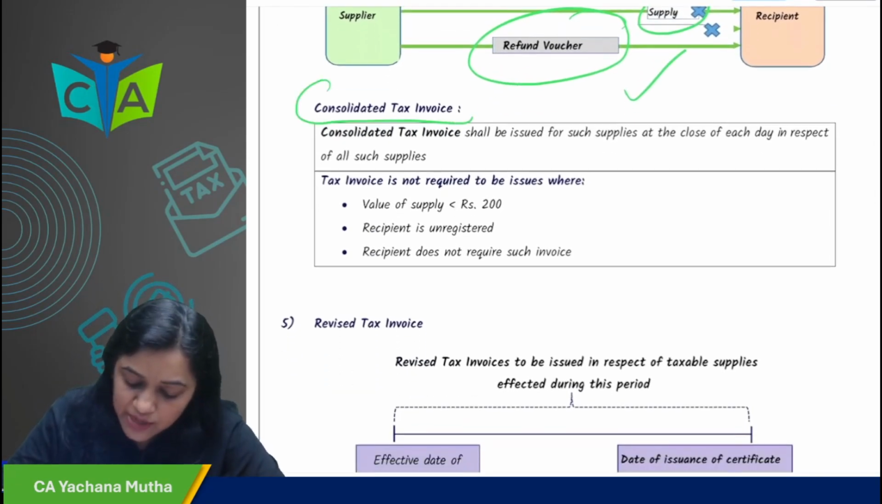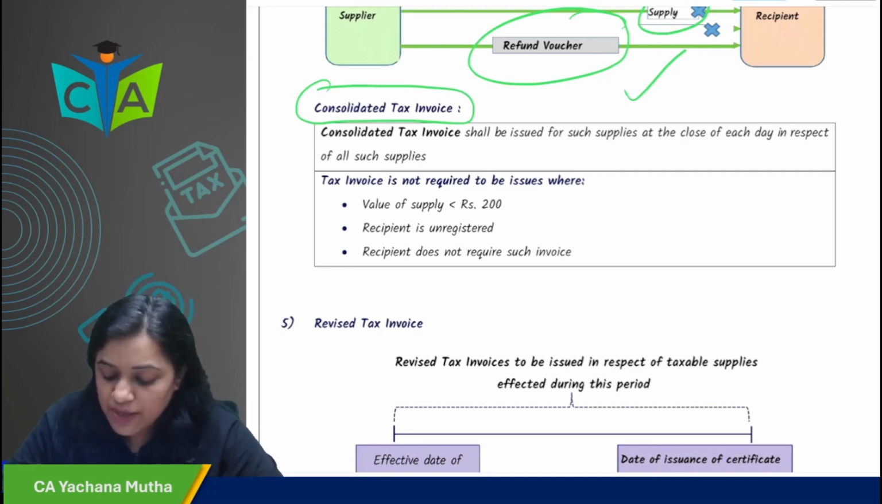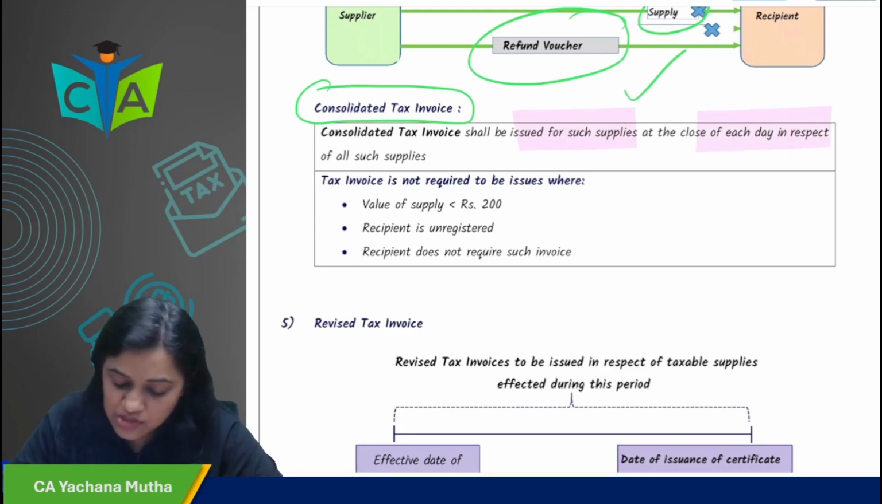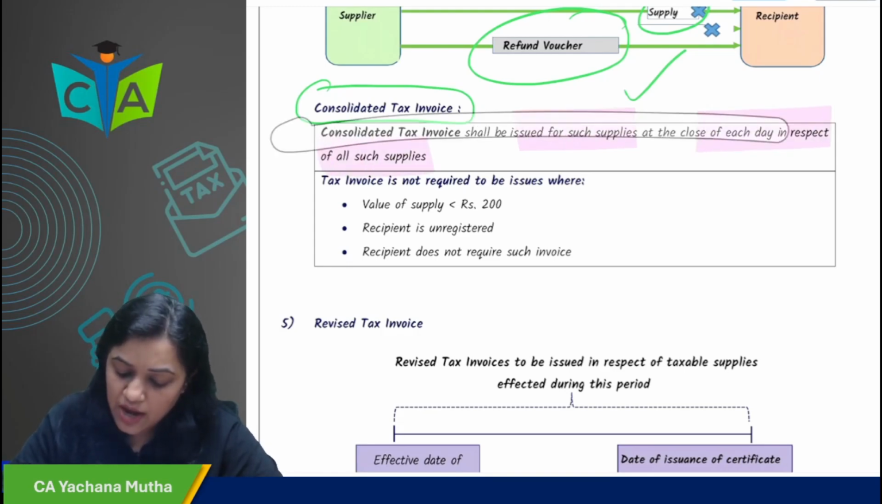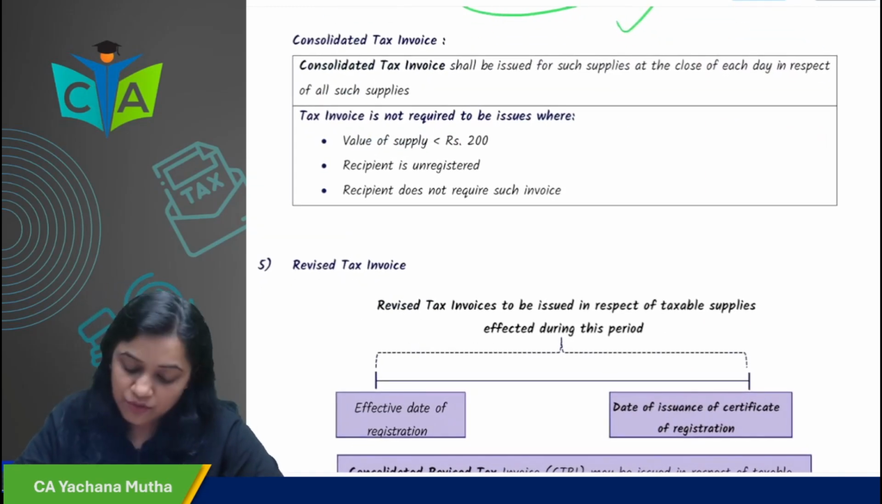Now there is a concept of consolidated tax invoice. What is a consolidated tax invoice? It will be issued for supplies at the close of each day in respect of all such supplies. At the close of each day, you have to issue a document called a consolidated tax invoice.